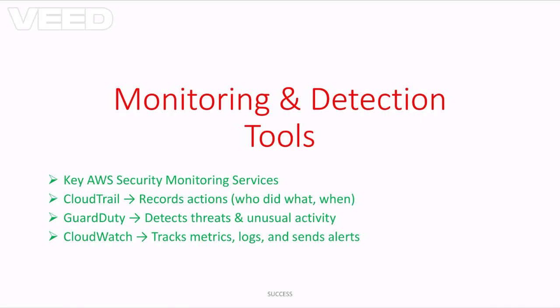But security isn't just about locks, it's also about watching what happens. AWS gives you three key tools. CloudTrail records every action. GuardDuty spots suspicious behavior. And CloudWatch monitors performance, logs, and sends alerts. Together, they act like your security cameras in the cloud.